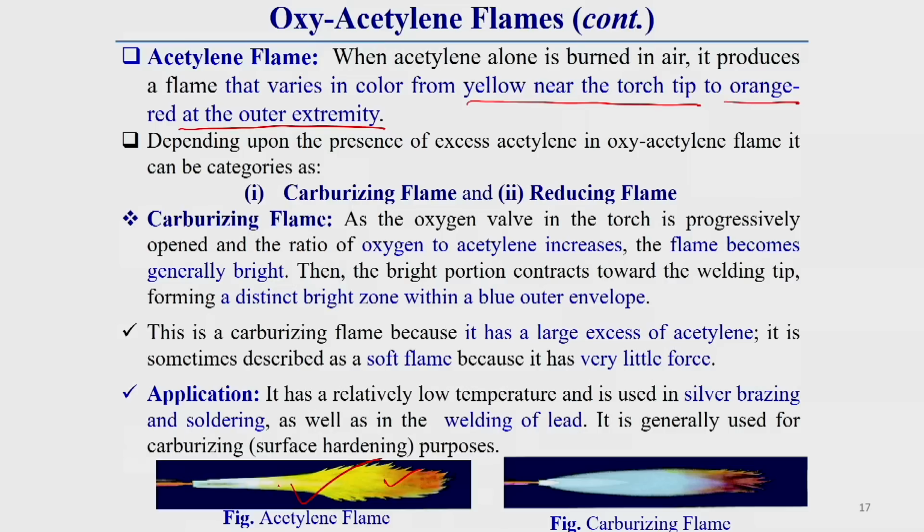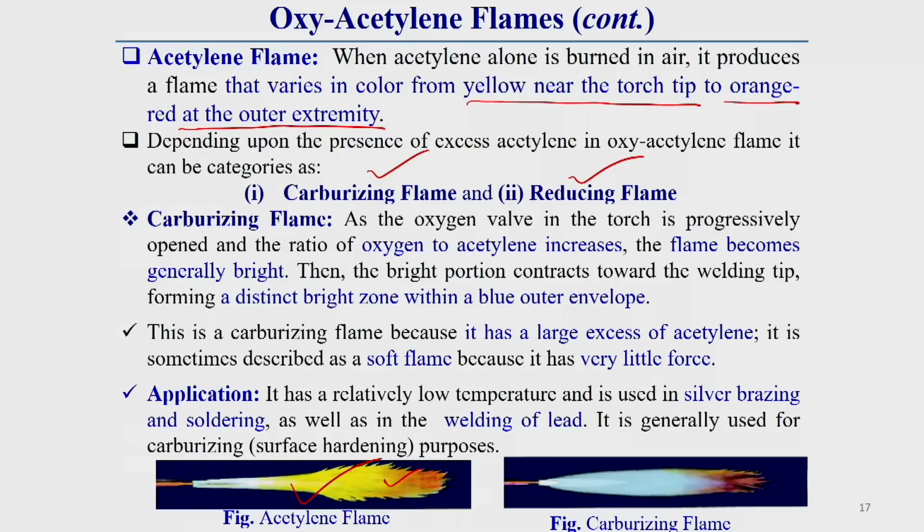Now with this acetylene flame, once we supply oxygen gas, the oxyacetylene flame can be categorized depending upon the presence of excess acetylene. That means depending upon the excess of acetylene, this flame can be of two different categories. What are these two categories? One category is called the carburizing flame, and another category is called the reducing flame.